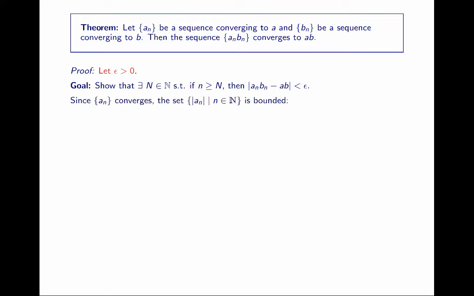Since a_n converges, the set of the absolute value of the sequence entries is bounded. That means there is a number alpha that bounds the absolute value of a_n for all n. So let M be the max of alpha or the absolute value of b. In the previous slide, there was a typo where I left off the absolute value.